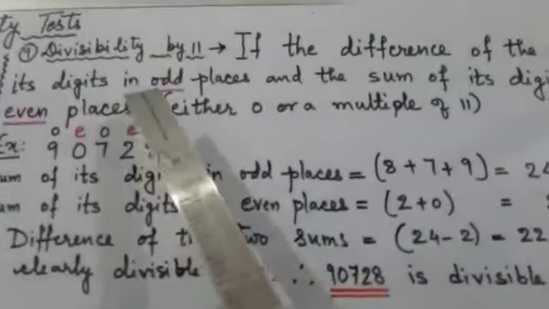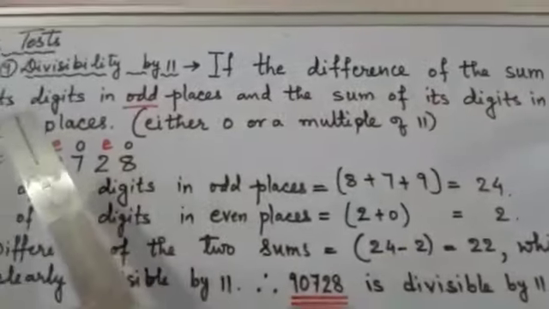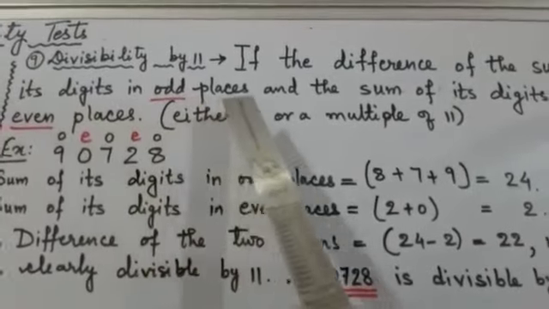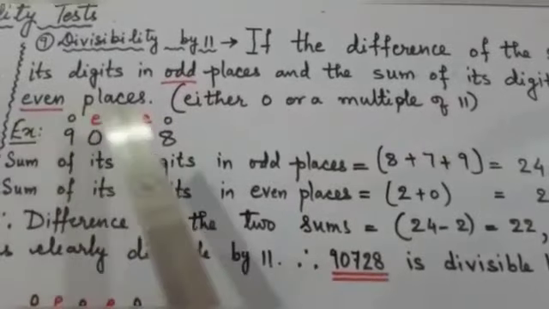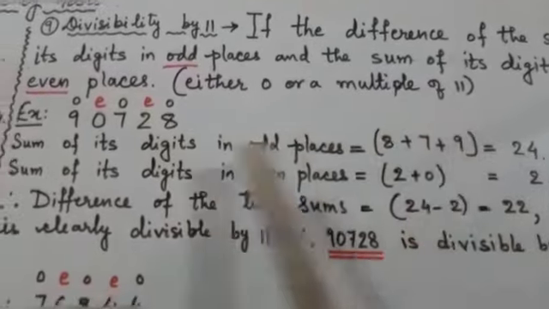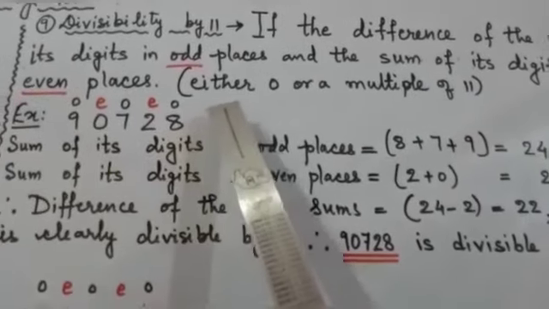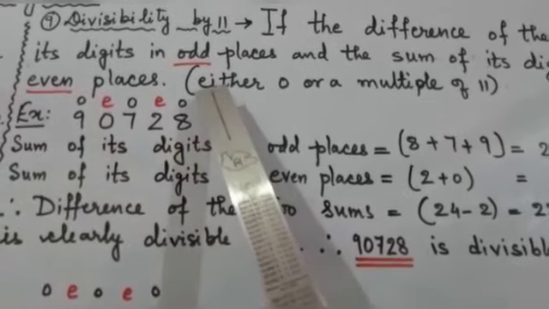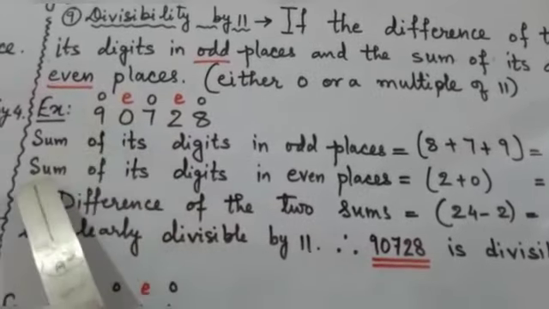Next, divisibility by 11. If the difference of the sum of its digits in odd places and the sum of its digits in even places is either 0 or a multiple of 11. Now the question is 90728. First we have to mark the odd and even places: odd, even, odd, even, odd.